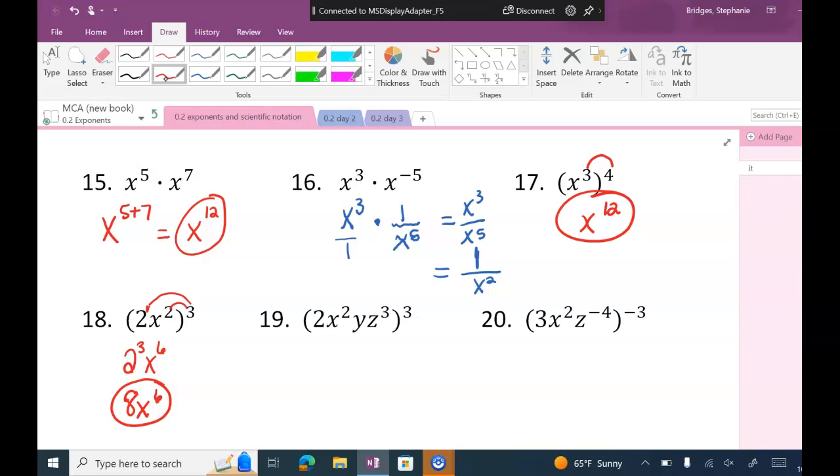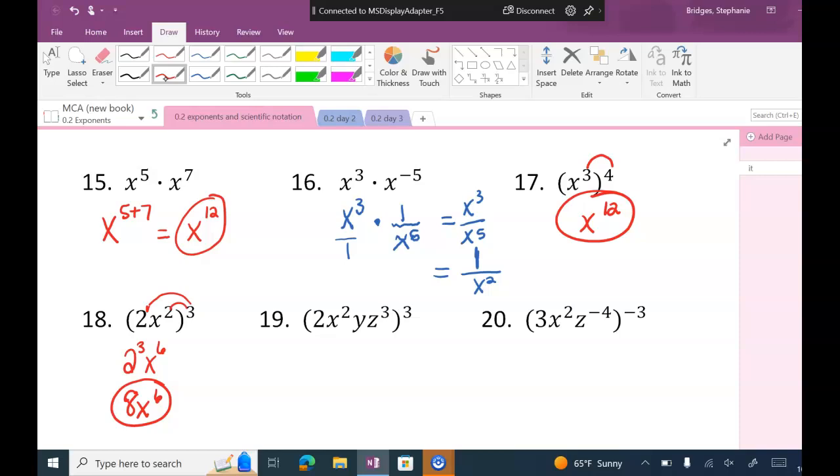So I have 2x squared y z to the third, raised to the third. So again, the 2 and the y also have a 1. So when I give this exponent to every single piece of this product, I multiply the exponents, so that becomes 2 to the third. And then it becomes x to the 6th. And it becomes y to the third. And then it becomes z to the 9th.